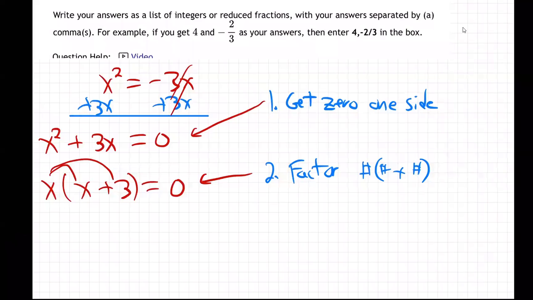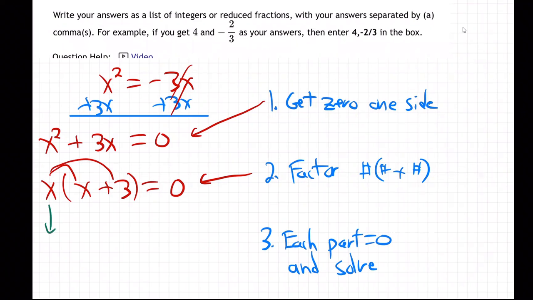And then step 3, each part equals 0 and solve. So now we take each part separately equal to 0 and we solve. So I'm going to grab the first x alone, that equals 0, or the second x plus 3 equals 0. Why am I doing that?